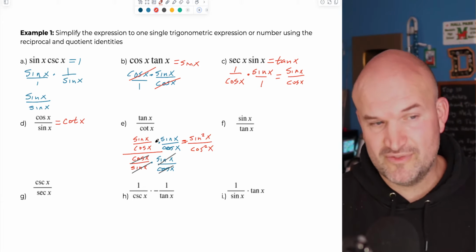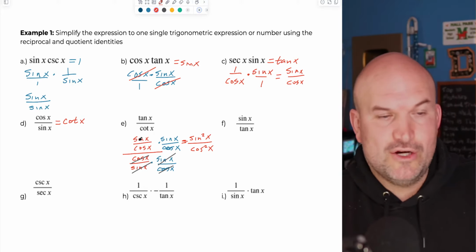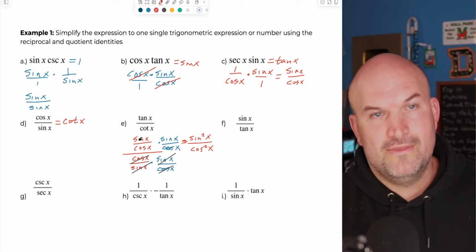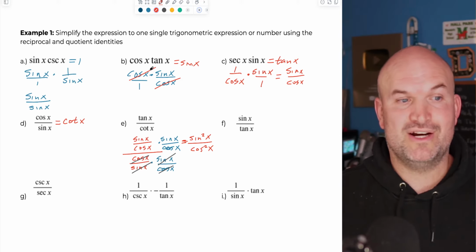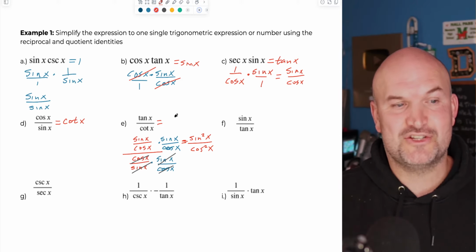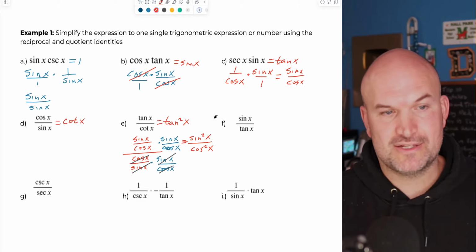Now you might see that simplified there, but remember, if sine over cosine is tangent, then sine squared over cosine squared is going to be a tangent squared. So that will be a tangent squared of x.